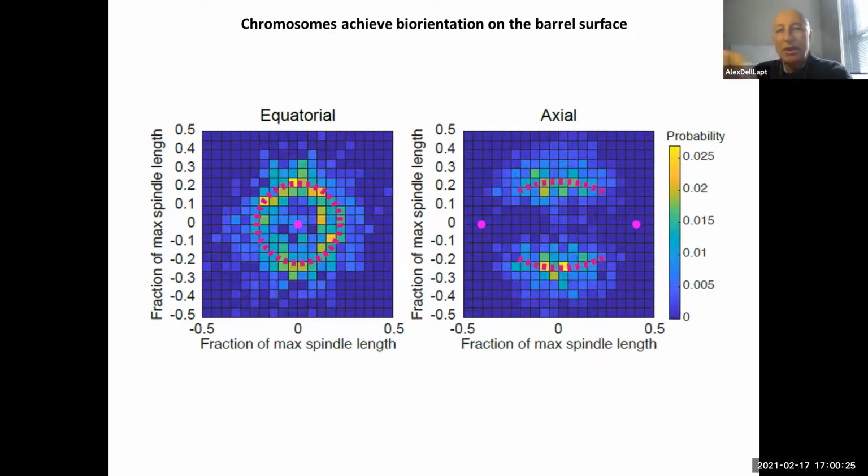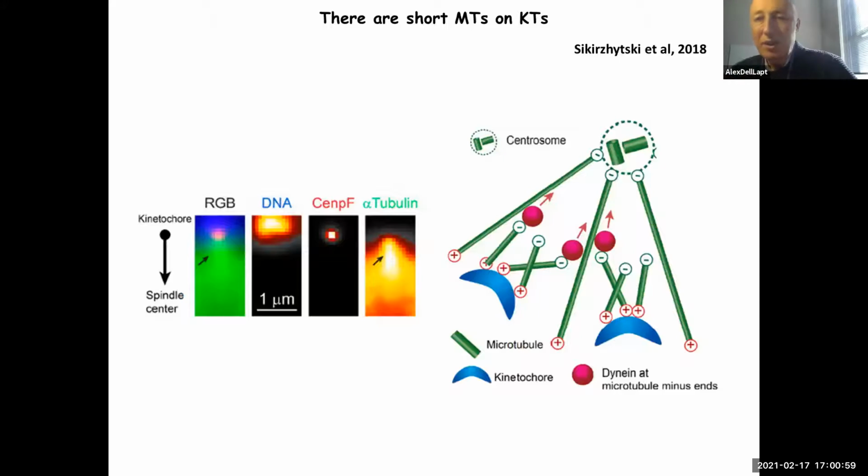So again, if we looked at the total data, we clearly saw that biorientation is achieved on this barrel-shaped surface. So these are the spindle poles, and this is the density of the events of biorientation. Side view, view along the spindle axis. Okay. So chromosomes converge, bump into a certain surface like that, and get attached immediately without any statistics. Then we started to build a mathematical model of what's happening.